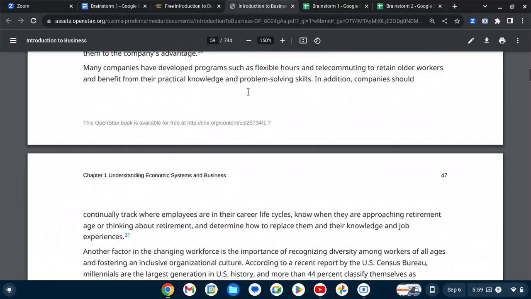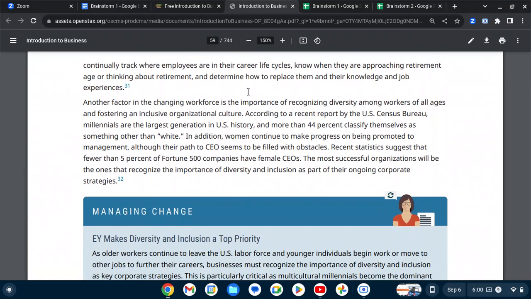Many companies have developed programs such as flexible hours and telecommuting to retain older workers and benefit from their practical knowledge and problem-solving skills. In addition, companies should continually track where employees are in their career life cycles. Know when they are approaching retirement age or thinking about retirement, and determine how to replace them and their knowledge and job experiences. Another factor in the changing workforce is the importance of recognizing diversity among workers of all ages and fostering an inclusive organizational culture.